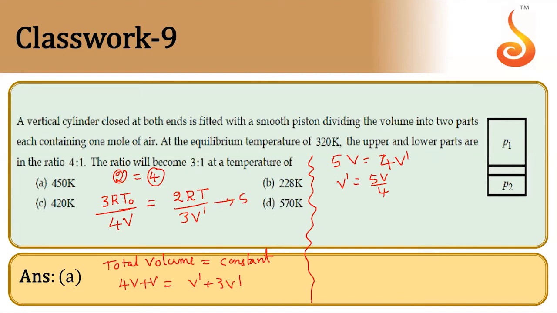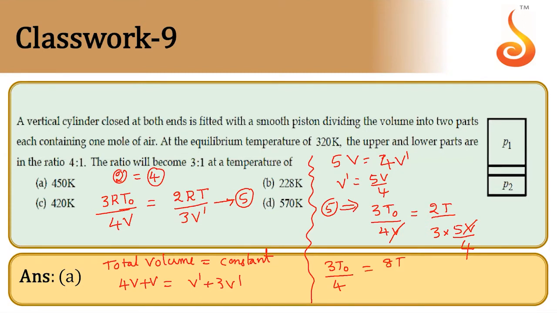Say this is equation number 5. Now take the equation number 5. So 3T naught divided by 4V is equal to 2T by 3 into 5V divided by 4. V gets cancelled here. So now T value you have to calculate. So 3T naught divided by 4 equal to 8T by 15. That implies T is equal to what? T equal to 45 T naught divided by 32.